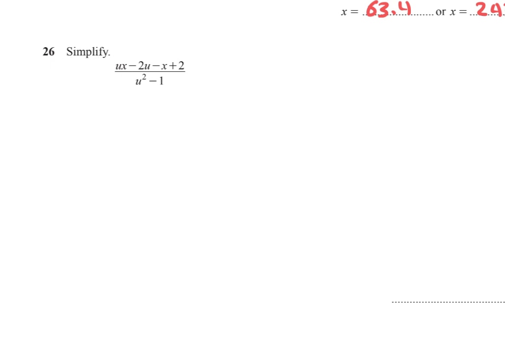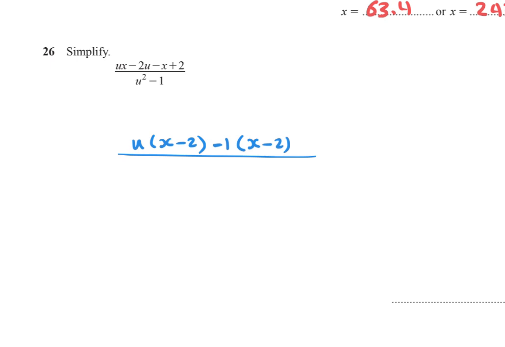Question 26: simplify the algebraic fraction. To simplify, factorize the numerator and the denominator. For the numerator, we have 4 terms, so factorize by grouping. For the first two, we have u common, so u into (x minus 2). For the last two, there is no common factor, so take negative 1 common, because we start with a negative. When we take the negative common, we have to change the sign, so you are left with x minus 2.